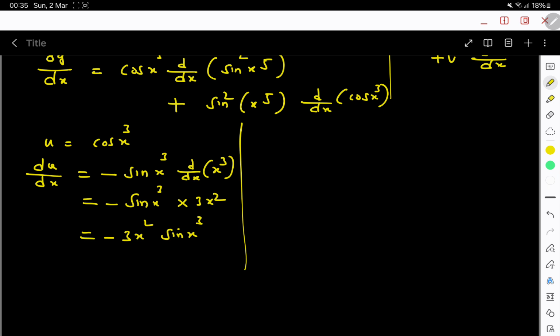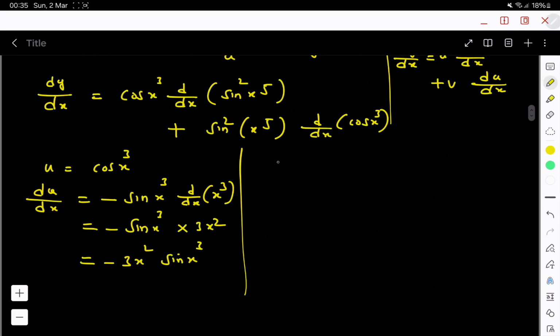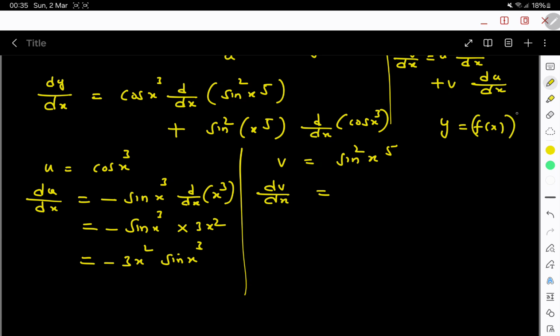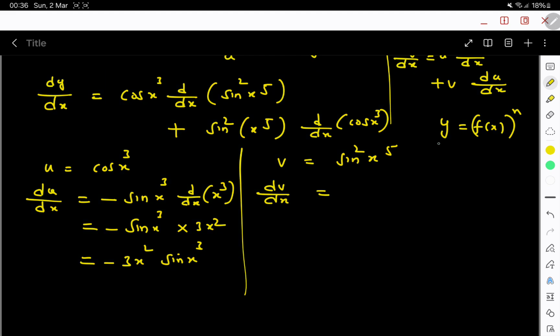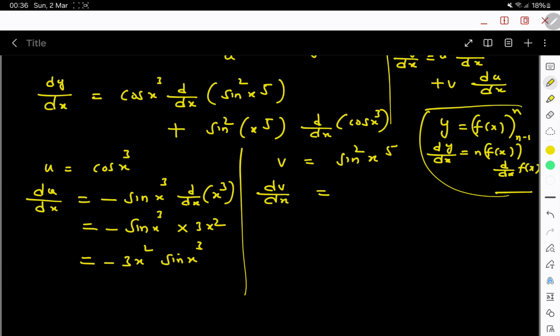Okay, here I am taking v equal to sin square x power 5. Now differentiating v with respect to x. Here we use a power rule. So we know power rule. So y equal to f of x power n, dy by dx equal to n into f of x power n minus 1 into d by dx of f of x. This is the power rule to differentiate. Here f of x is sin x power 5.